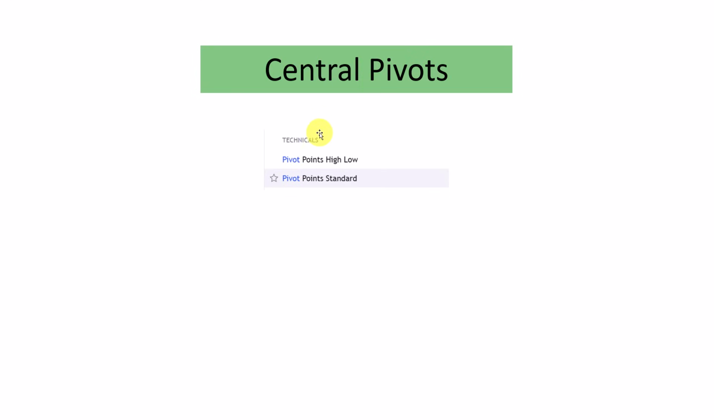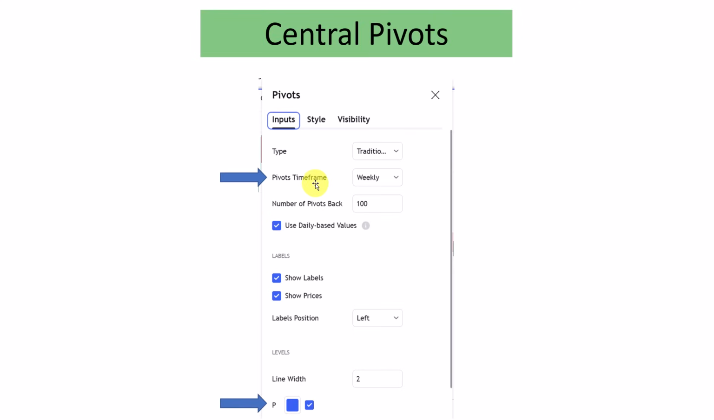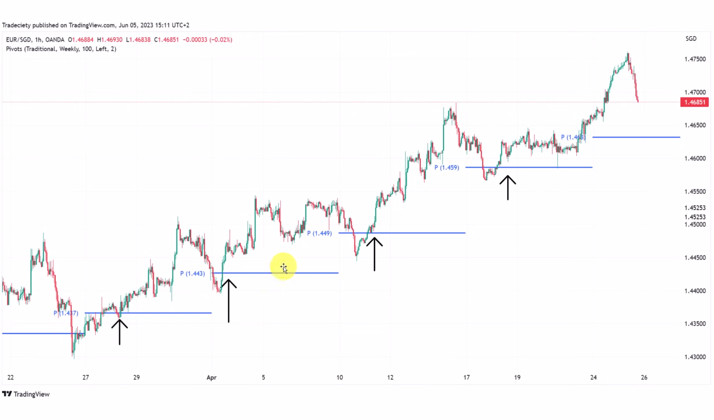In TradingView, you just search for pivot point, and this is the one I use, pivot point standard. Open the settings and you can change it to the time frame of weekly or daily if you're on a lower time frame. I only leave the central pivot point on. This is the P1. I turn off all the other pivot lines, and then you are left with this blue line. This is the central weekly pivot point.